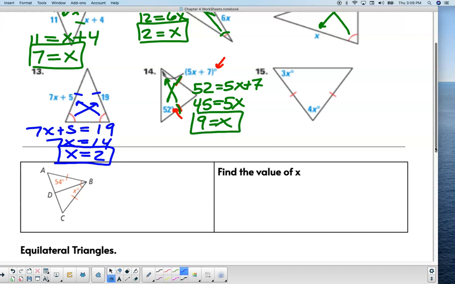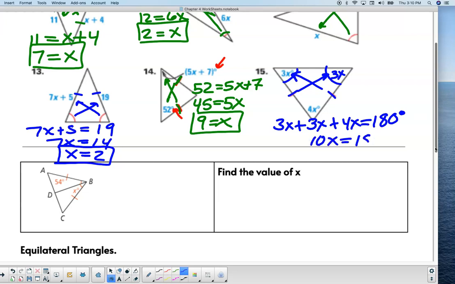In this last one, I know that these two sides are congruent. Therefore, the angles opposite those sides are congruent. But this is really confusing. But wait, if this is supposed to be congruent, that's got to be 3x because these two angles have to be the same. So I'm going to use triangle sum theorem and realize that 3x plus 3x plus 4x is equal to 180 degrees. Now I can add those up and say 10x is equal to 180 and x is 18.